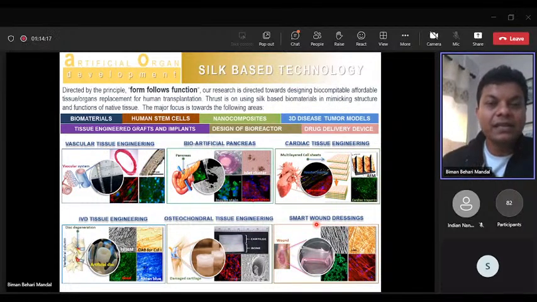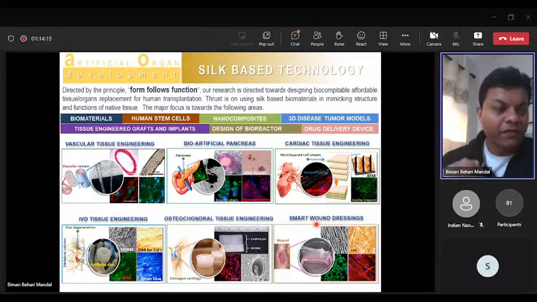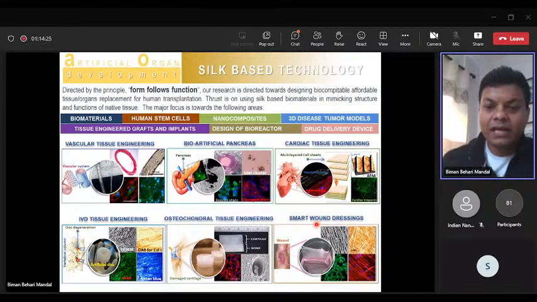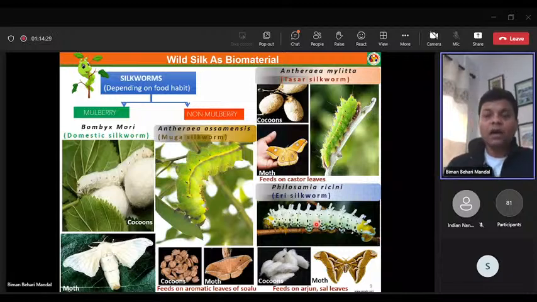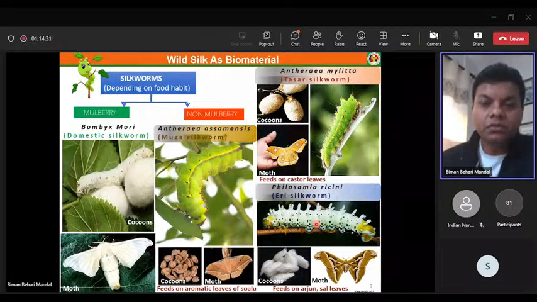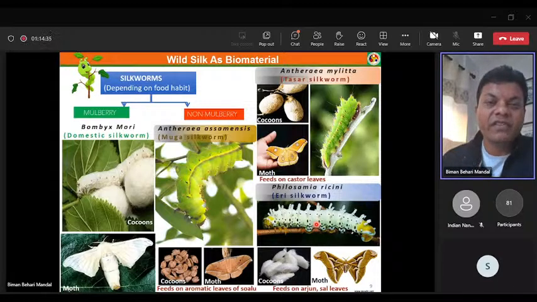If we are recreating the form perfectly, the function would be attained to near perfection, and that is what is understood with time. So in this direction, we are looking at all the tissues that we are creating. Now, to introduce you to the materials that we use, as I was saying, there is a requirement of a template or a scaffold, and it can be made using different kinds of materials, be it natural, be it synthetic.